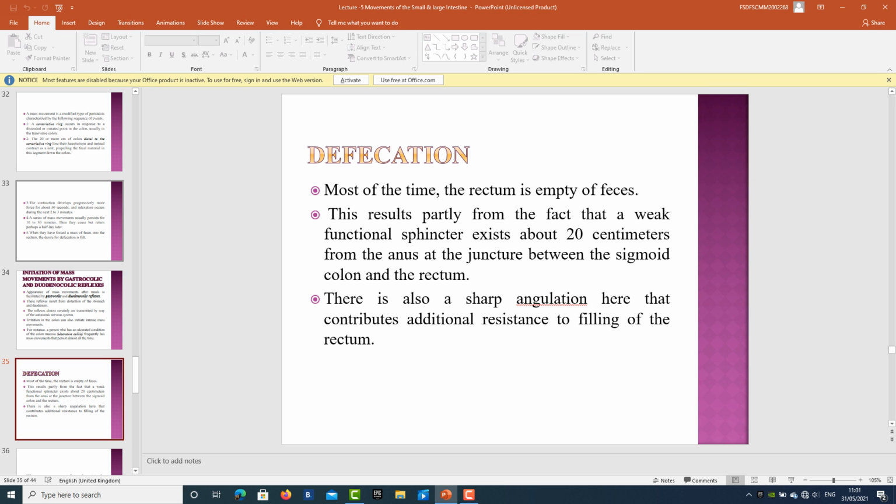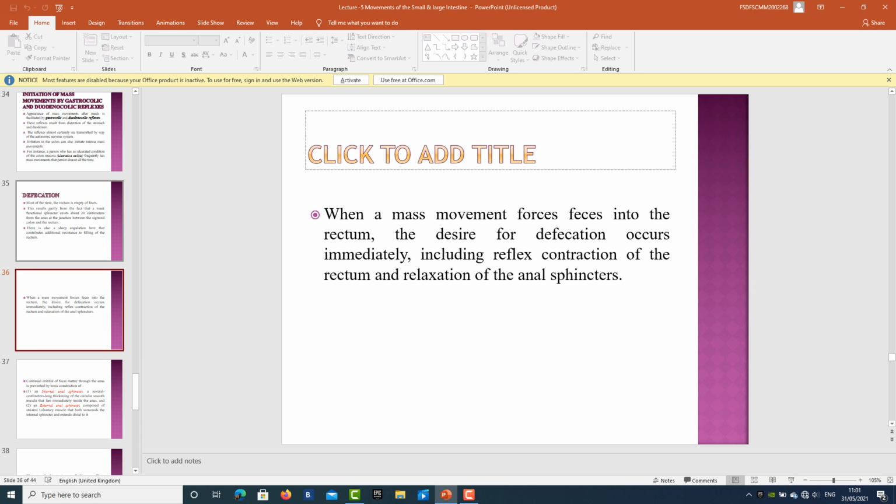Defecation. Most of the time, the rectum is empty of feces. This results partly from the fact that a weak functional sphincter exists about 20 centimeters from the anus, right between the sigmoid colon and rectum. There is also a sharp angulation over there, which is contributing additional resistance to filling of the rectum. When a mass movement forces feces into the rectum, the desire for defecation occurs immediately, including reflex contraction of the rectum and relaxation of anal sphincters.